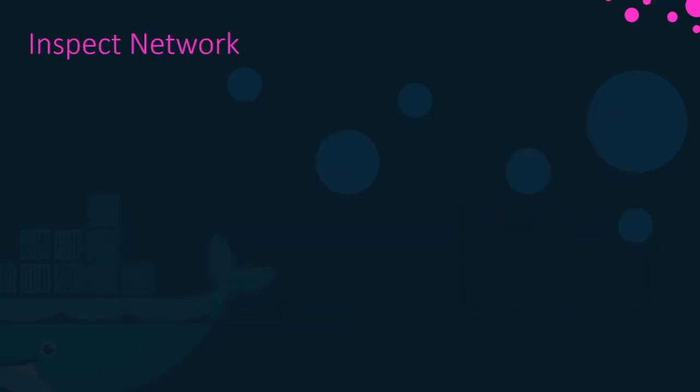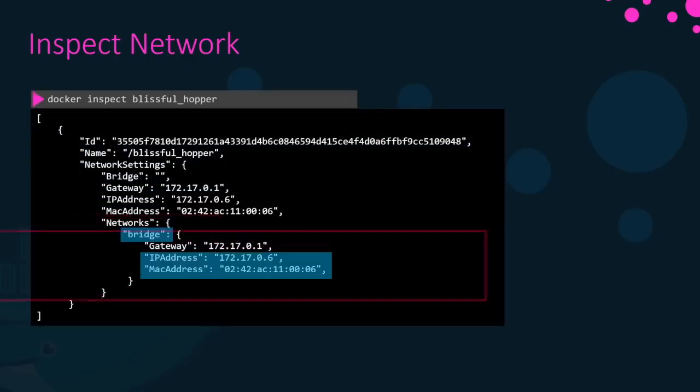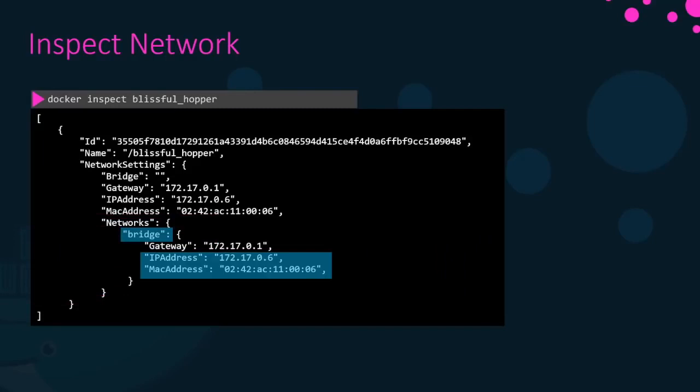So how do we see the network settings and the IP address assigned to an existing container? Run the docker inspect command with the ID or name of the container, and you will find a section on network settings. There, you can see the type of network the container is attached to, its internal IP address, MAC address, and other settings.